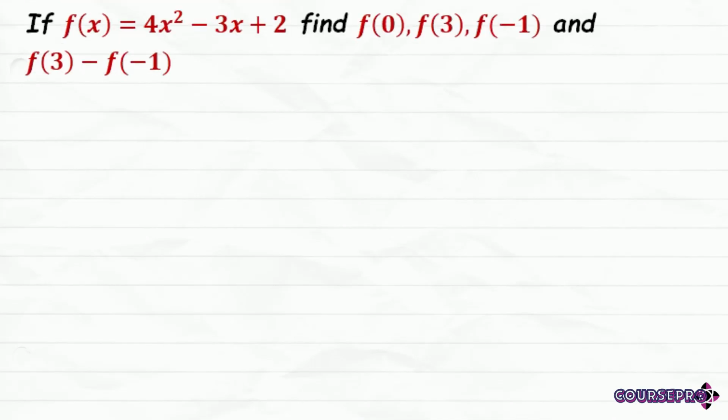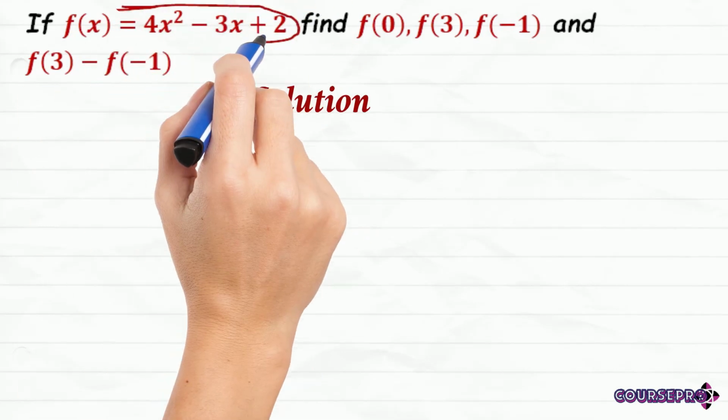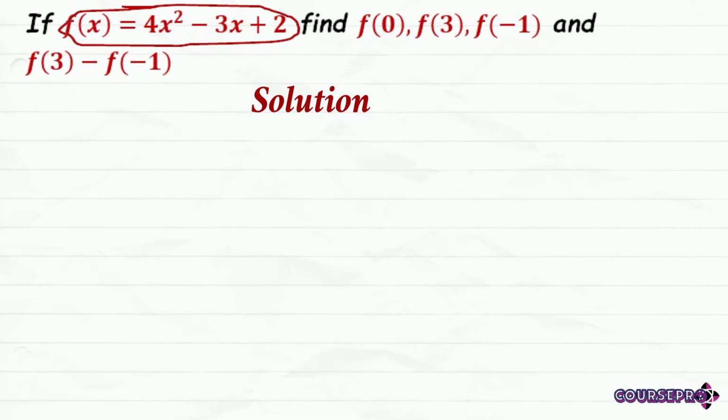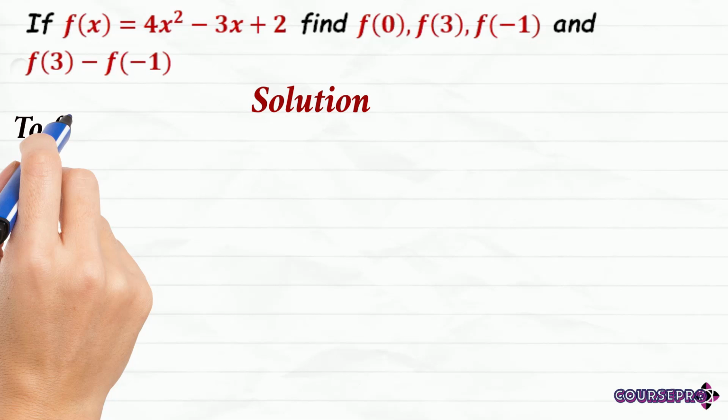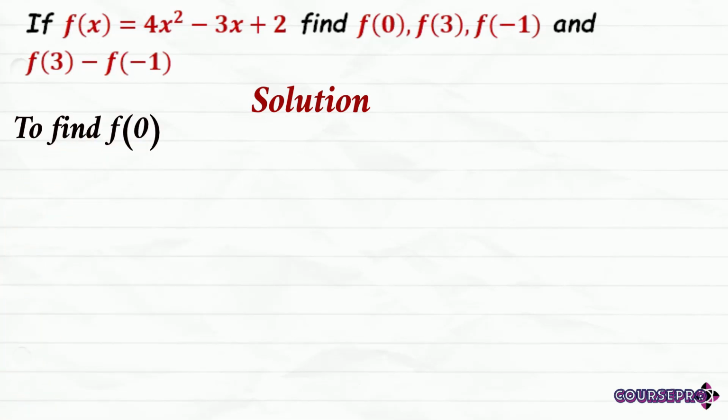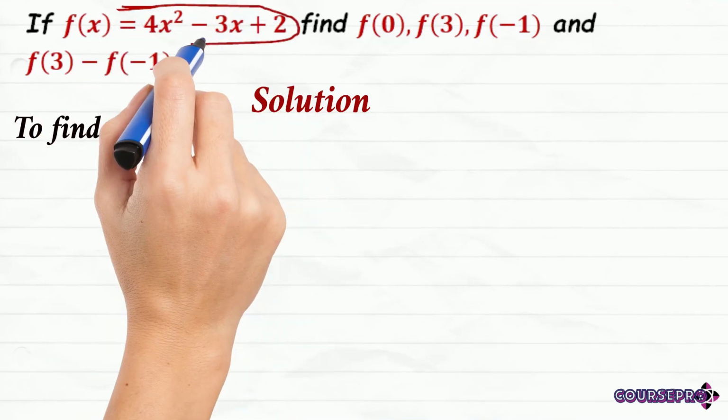If f of x is equal to 4x squared minus 3x plus 2, find f of 0, f of 3, f of minus 1, and f of 3 minus f of minus 1. Now, from the question here, this is a function notation. So from the function notation, to find f of 0, you have to replace x by 0. That is from this equation here.